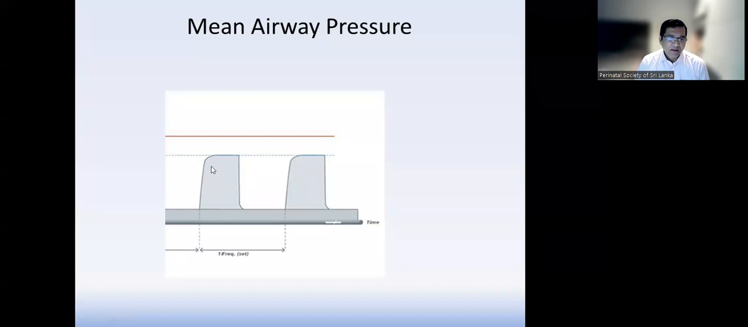So area under the curve is directly proportionate to mean airway pressure. I'm just trying to explain for the doctors and the other people. So if you can increase the area under the curve, then that will proportionately increase the mean airway pressure, and that will proportionately increase the oxygenation.